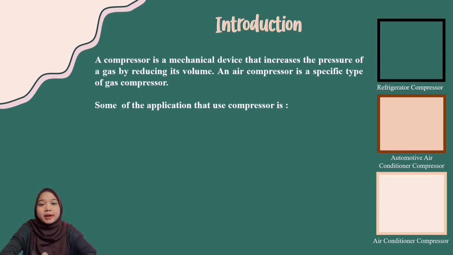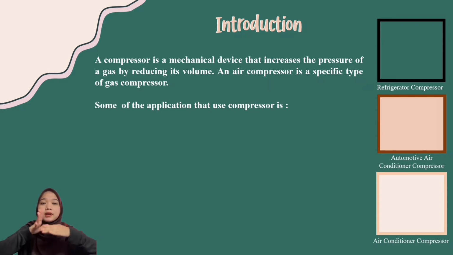A compressor is a mechanical device that increases the pressure of a gas by reducing its volume. An air compressor is a specific type of gas compressor. Compressors are similar to pumps. Both increase the pressure on a fluid and both can transport the fluid through the pipe.